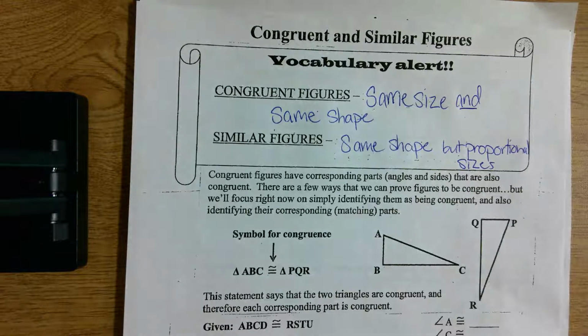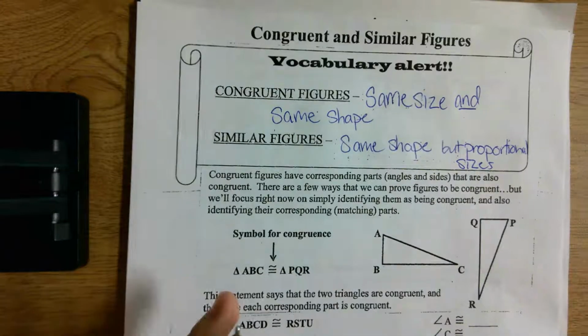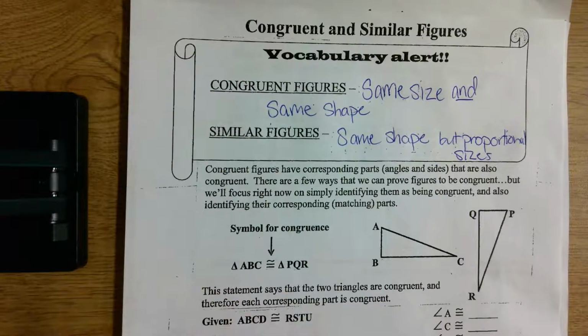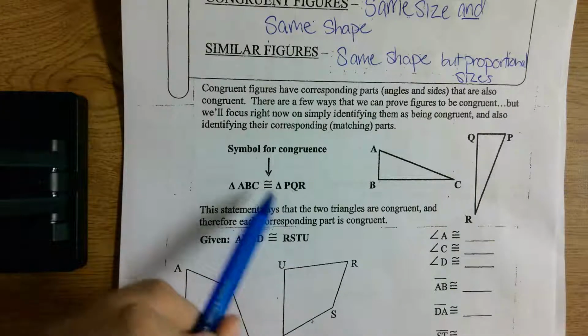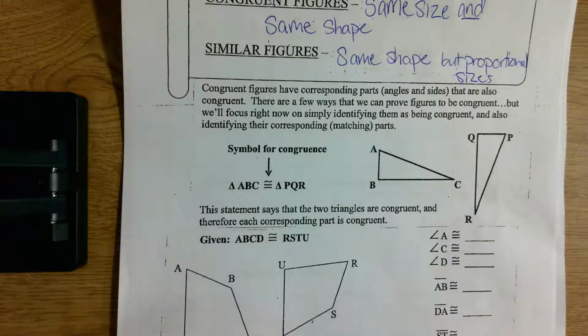So congruent figures have corresponding parts, angles, and sides that are also congruent, which means equal. There are a few ways that we can prove figures to be congruent, but we'll focus right now on simply identifying them as being congruent, and also identifying their corresponding matching parts. So, first of all, there's this new symbol. It's an equal sign with a little squiggle on top. That's the symbol for congruence.